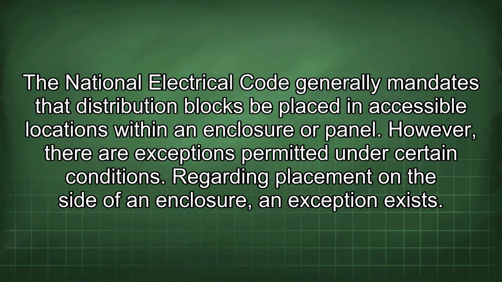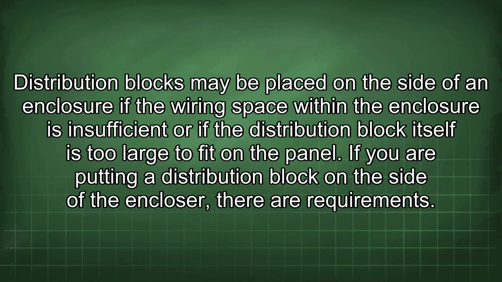The National Electrical Code generally mandates that distribution blocks be placed in accessible locations within an enclosure or panel. However, there are exceptions permitted under certain conditions. Regarding placement on the side of an enclosure, an exception exists. Distribution blocks may be placed on the side of an enclosure if the wiring space within the enclosure is insufficient or if the distribution block itself is too large to fit on the panel.